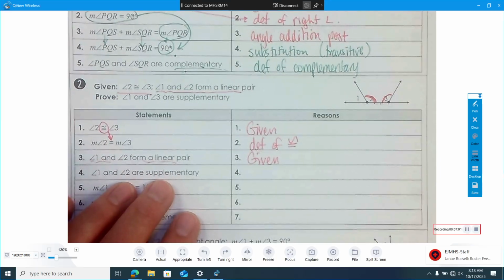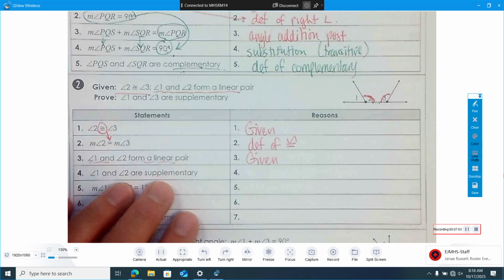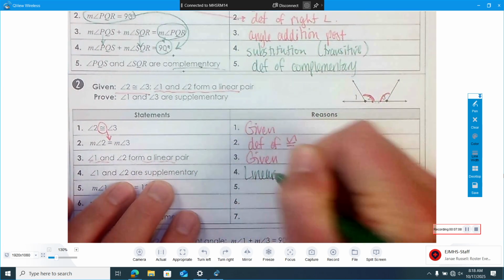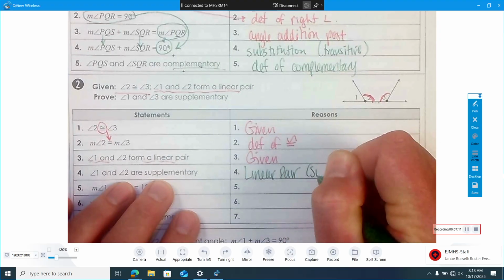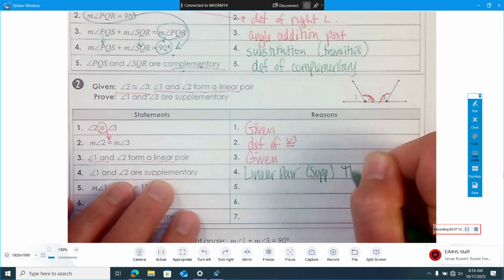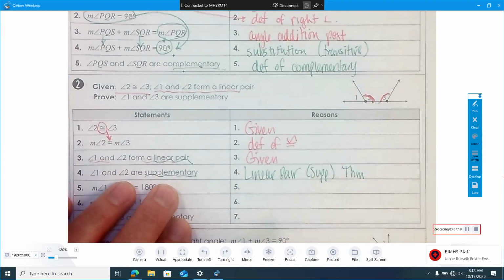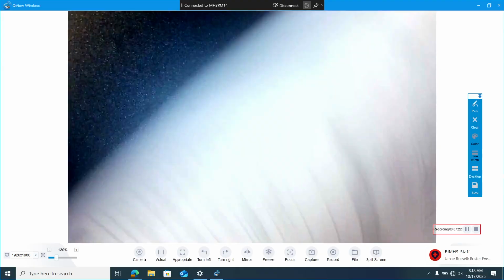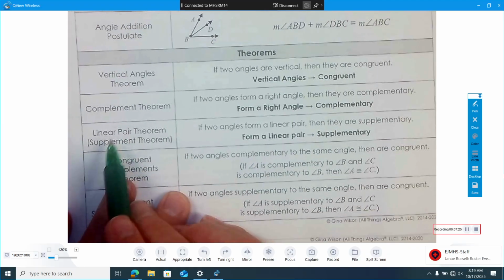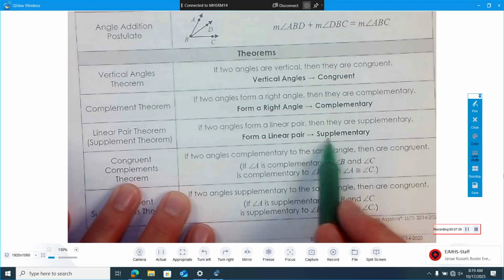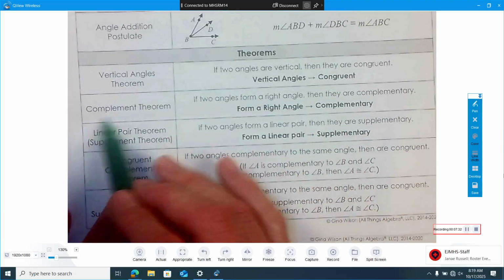The Wellness Center, yeah. Okay. The linear pair, yes, the linear pair, and I'm going to put linear pair supplement theorem. Again, they've got a linear pair and they're supplementary. That is a whole theorem, the linear pair supplement theorem. And again, if you look back to the reference sheet, here it is, the linear pair supplement theorem. If two angles form a linear pair, then they are supplementary. So it's all right here for your reference, okay?